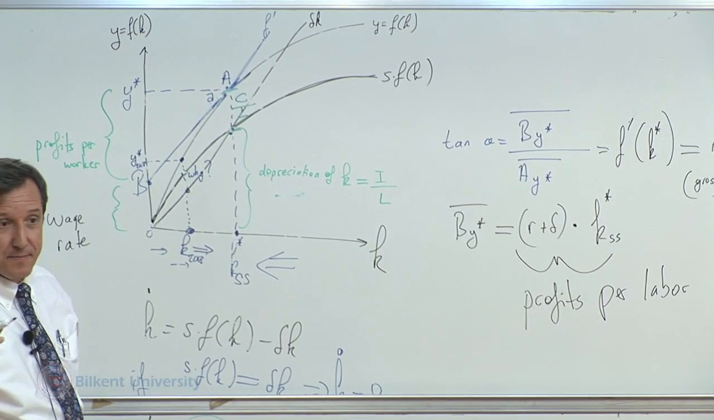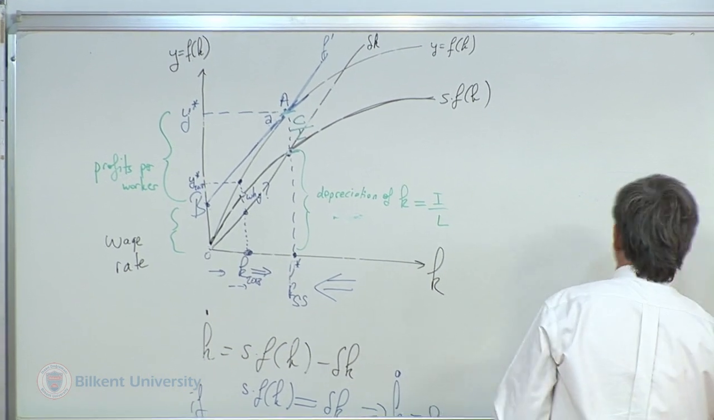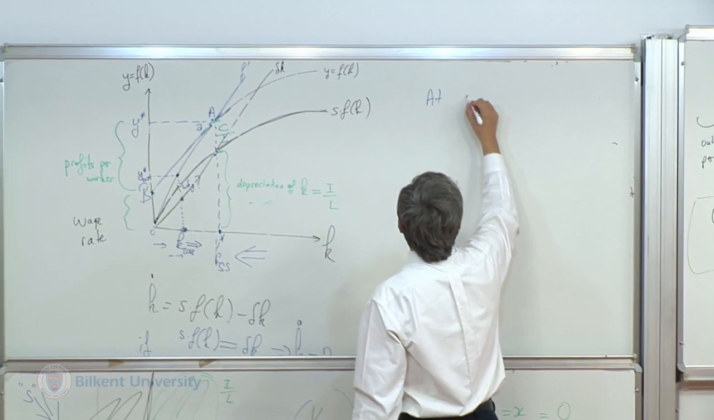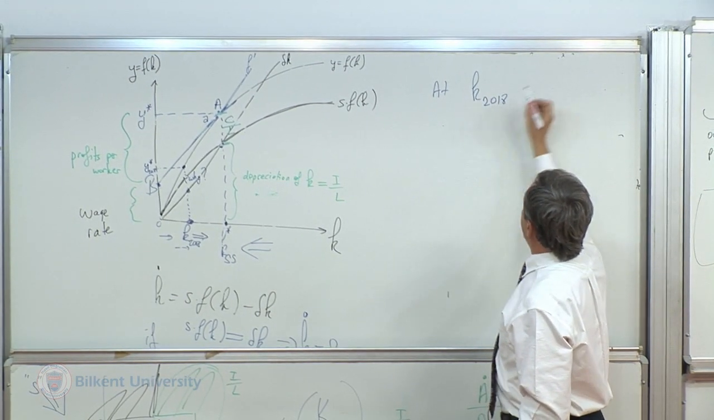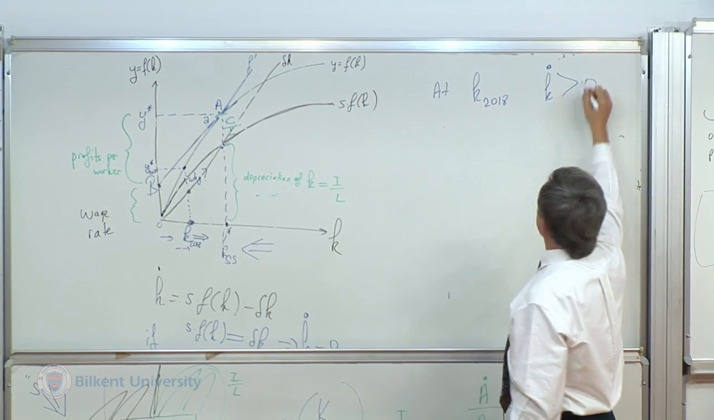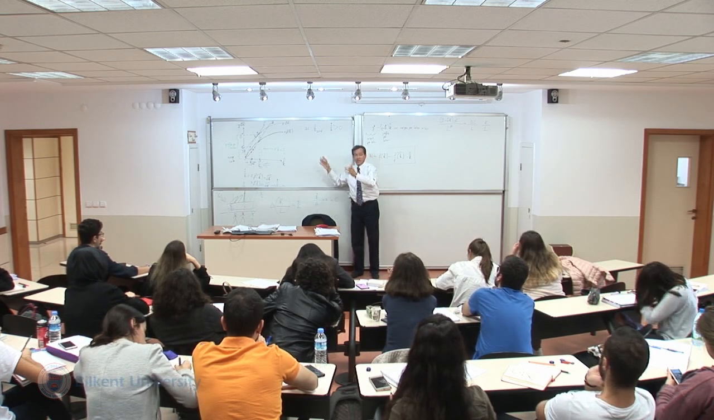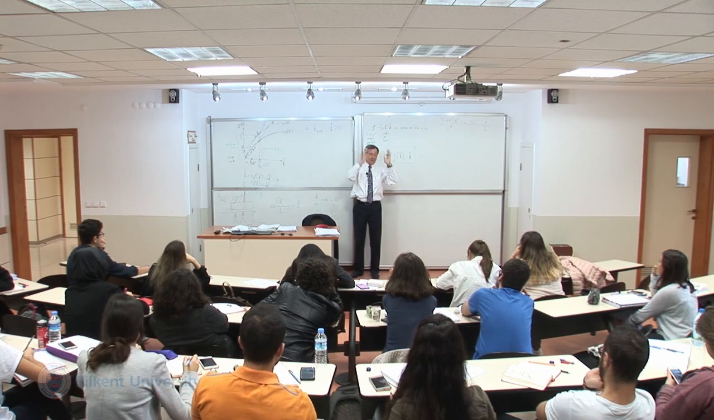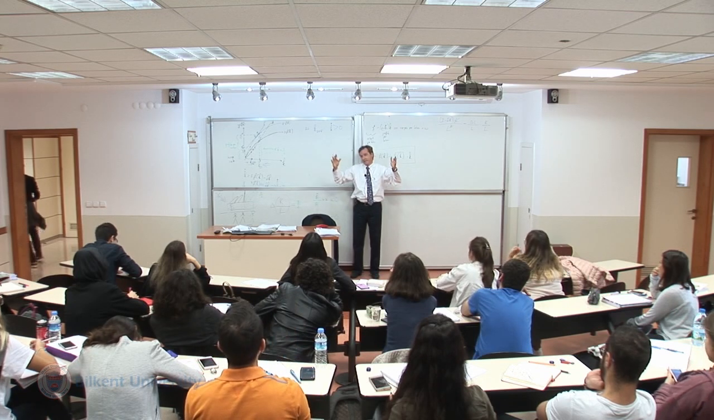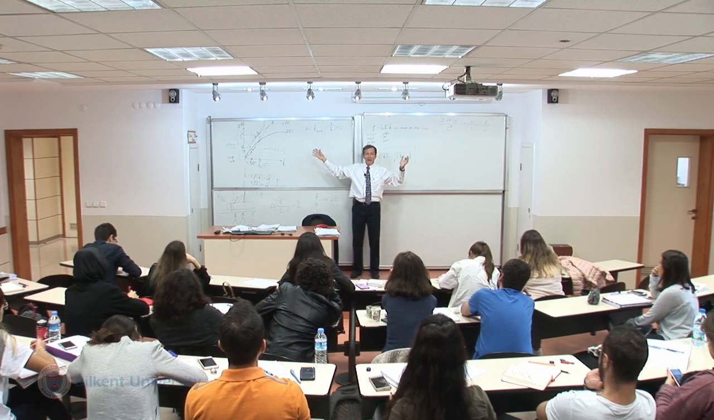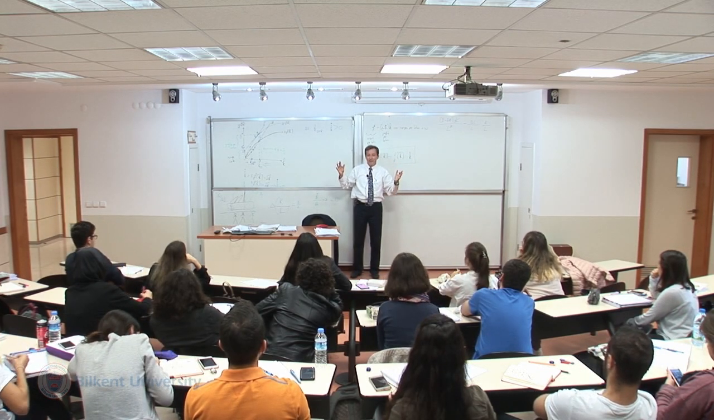Why is it that, let me write it plainly here. At K 2018, I know that K dot is positive. No doubt about this. According to the picture, S times F of K is higher than delta K. This is not economics. This is fine arts, some ugly graphic in growth theories. Now let's be an economist.